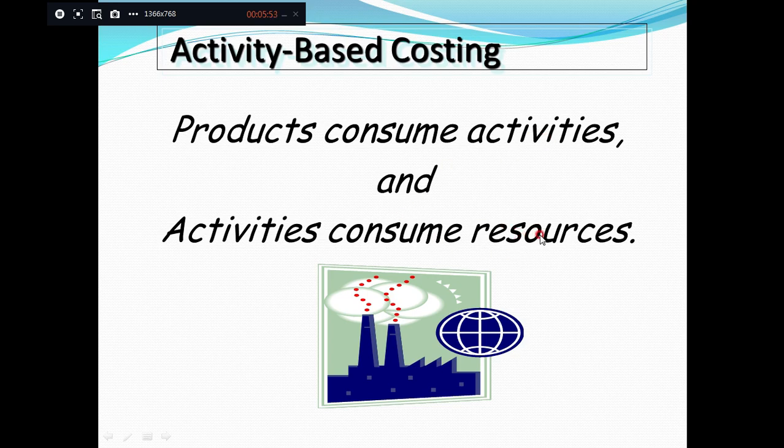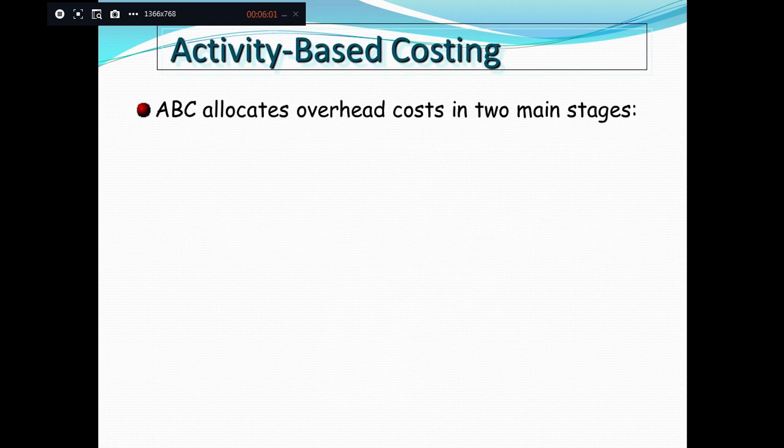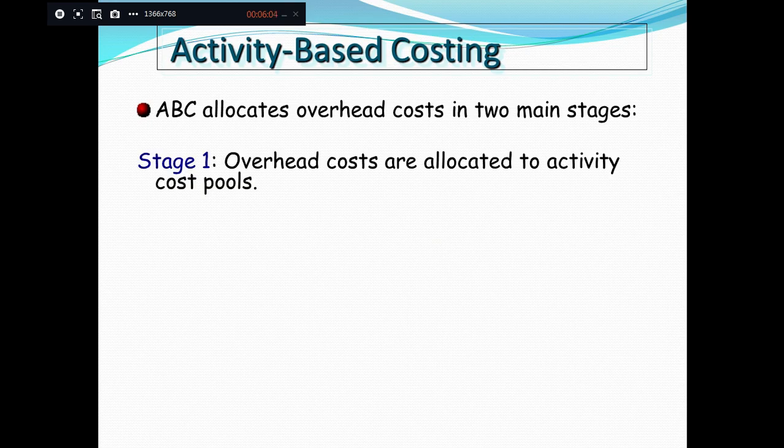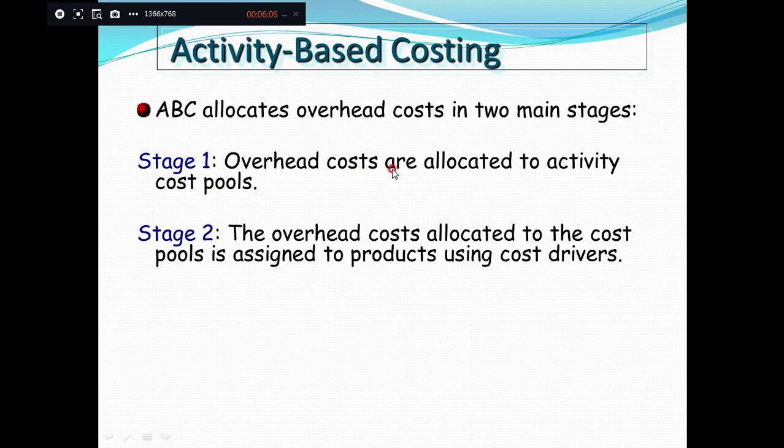Which means that activity based costing is better than the traditional costing method. The ABC, the activity based costing method, allocates overhead cost in two main stages. In the first stage, overhead costs are allocated to activity cost pools. In stage 2, the overhead costs allocated to the cost pools are assigned to products using cost drivers. The more complex a product's manufacturing operation, the more activities and cost drivers are likely to be present. So in this two stage process, we will allocate the activity based costing.